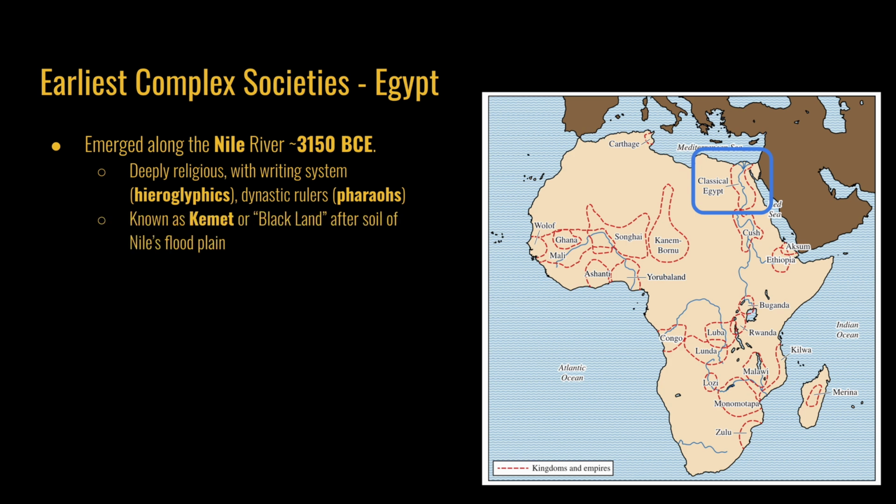Egypt was originally known to the Egyptians as Kemet, which stood for Black Land, named after the Nile River soil of the floodplain. Every year, the Nile River would reliably flood and bring silt up to the farmland, which the Egyptians used to grow crops and maintain their civilization.